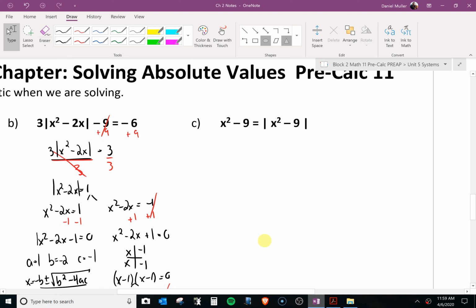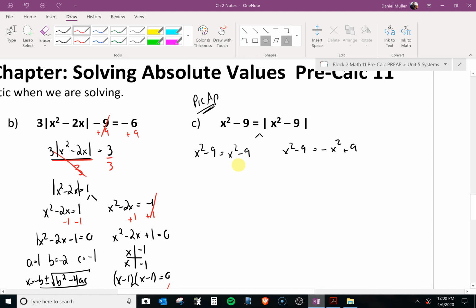The last question here, C, is definitely a pre-AP question. So first step, get the absolute values alone. They are. So we would say that we're okay if the inside is x squared minus 9. We're okay if it equals the original, x squared minus 9, or it equals the negated original, which in this case is negative x squared and positive 9. Now, this is, like I said, a pre-AP question, and the reason is going to become very clear here.